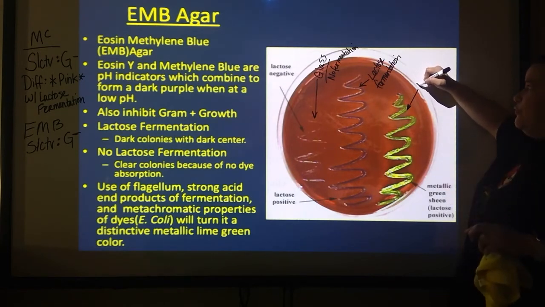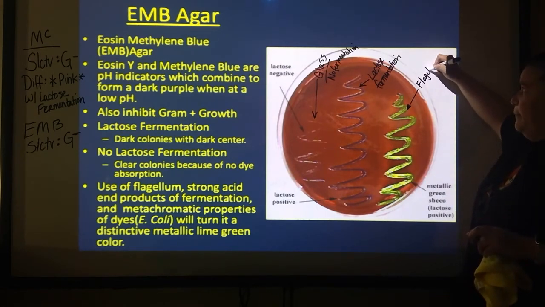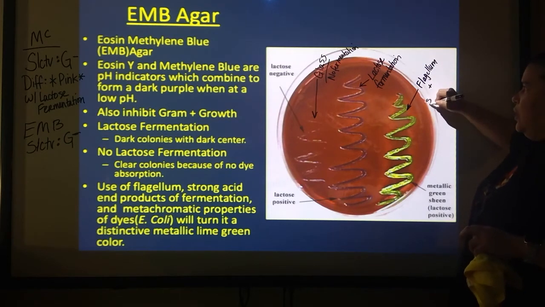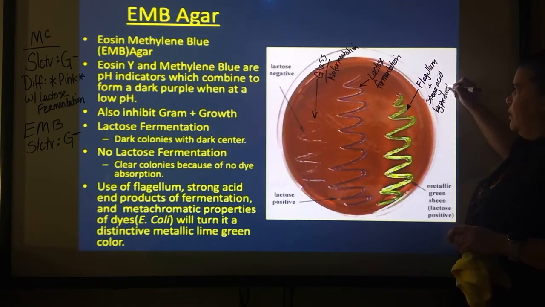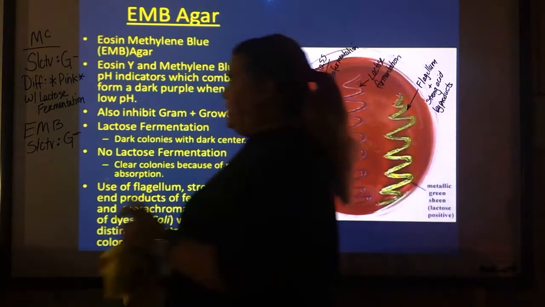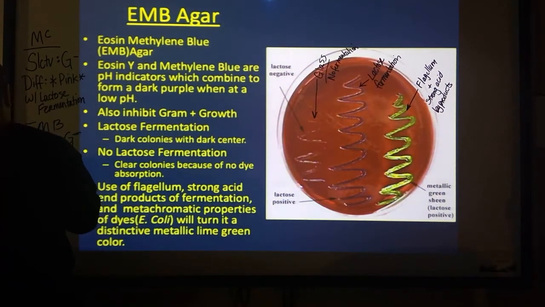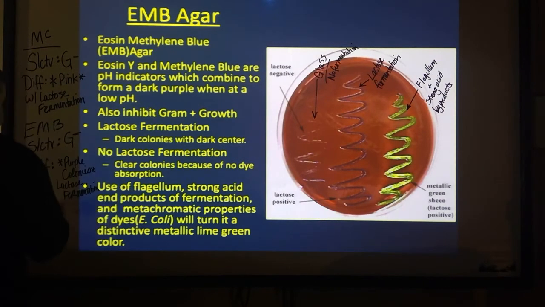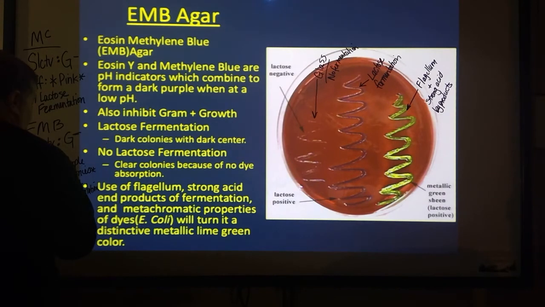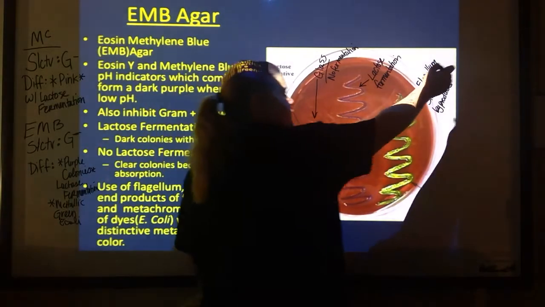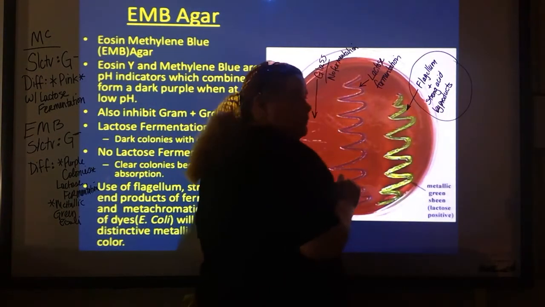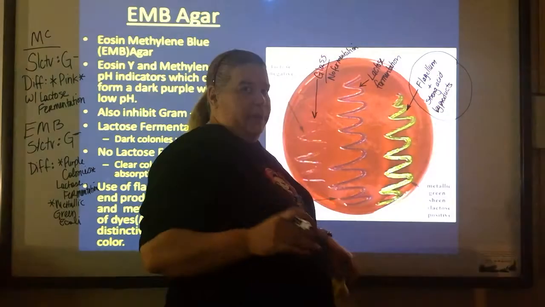But it's a differential for flagellum plus strong acid byproducts. EMB is selective for gram-negative, and it's differential. If you've got purple colonies, lactose fermentation. If you have metallic green, well, for us specifically, you have E. coli, but in reality, this is what it's differential for. It's the flagellum with the strong acid byproducts.